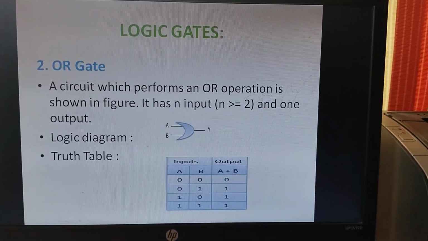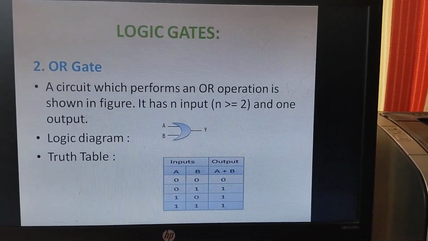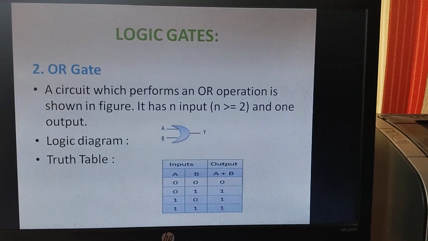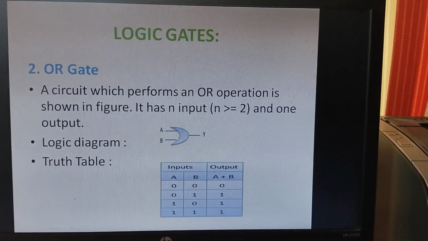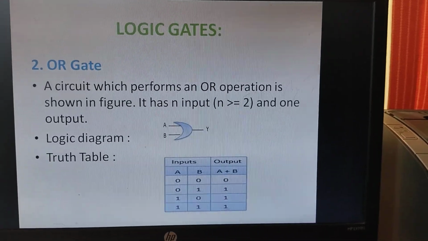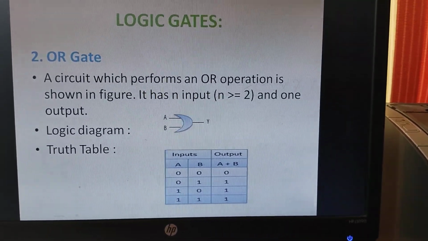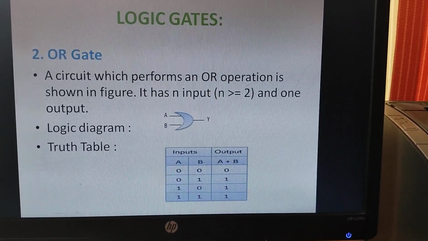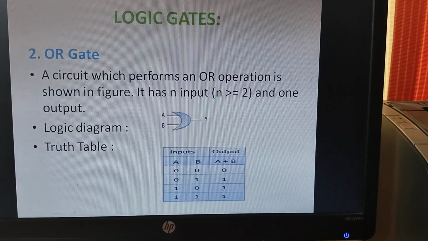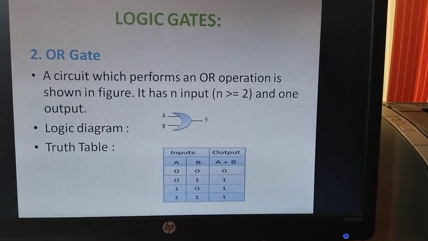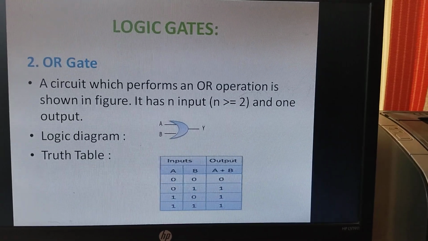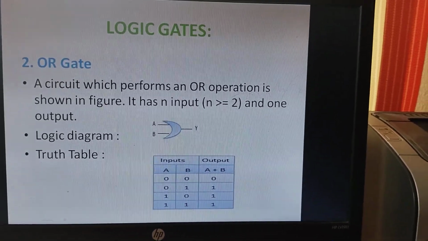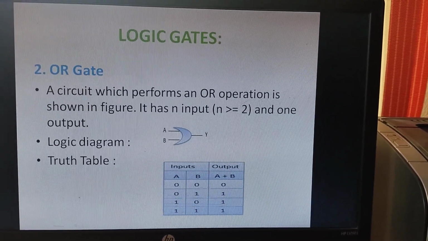Next, OR gate. A circuit which performs an OR operation is shown in the figure. It has n inputs and 1 output. Here is the logic diagram of the OR gate. The output is A plus B. A equal to 0, B equal to 0, output is 0. A equal to 0, B equal to 1, output is 1. Then A equal to 1, B equal to 0, output is 1. Then both inputs are 1, output is 1. This is the OR gate.